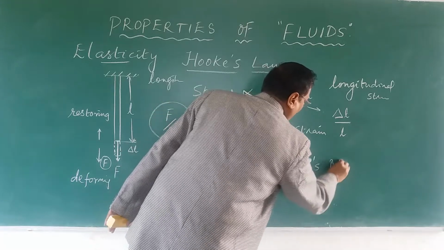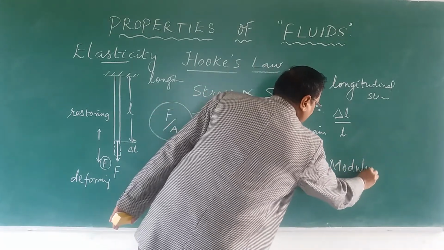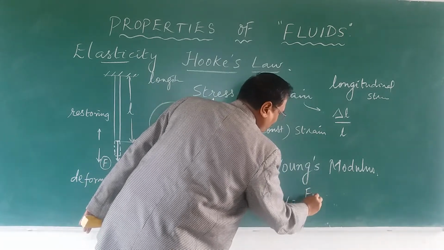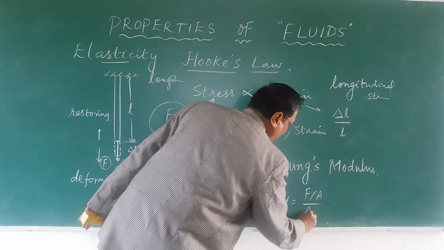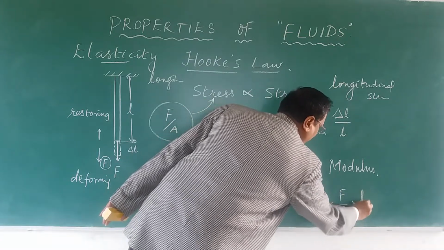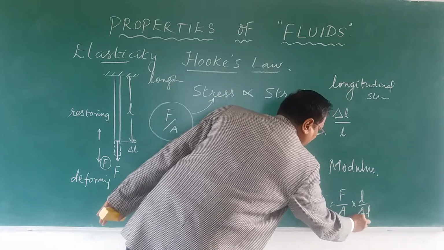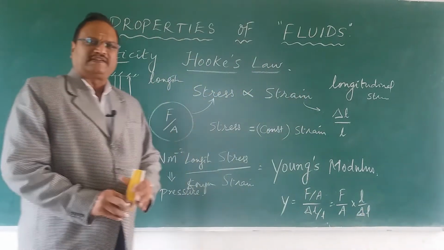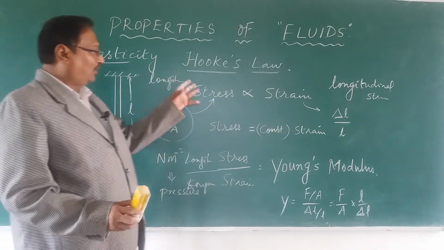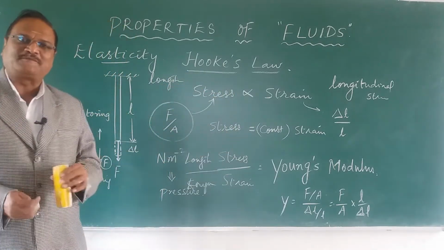Young's modulus, we call it Y. Y is equal to F upon A divided by change in length upon original length, that is F upon A into L upon delta L. So this is the basic concept of longitudinal stress and strain.